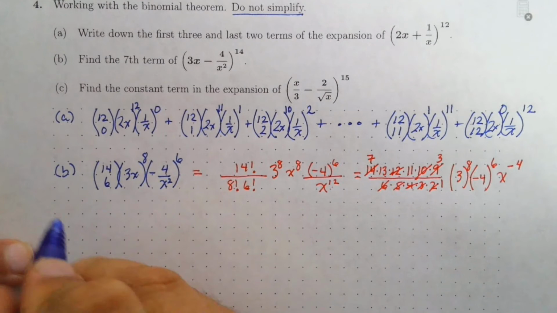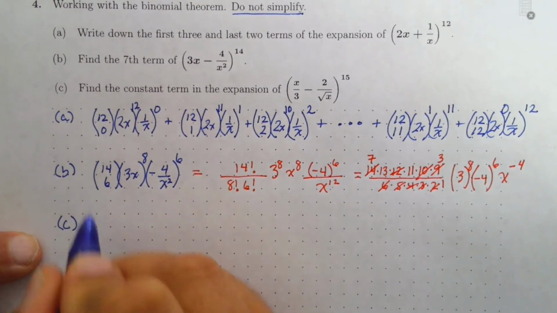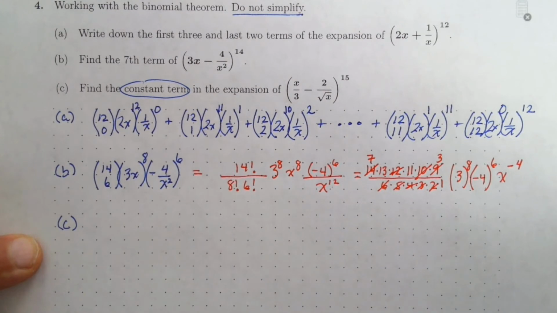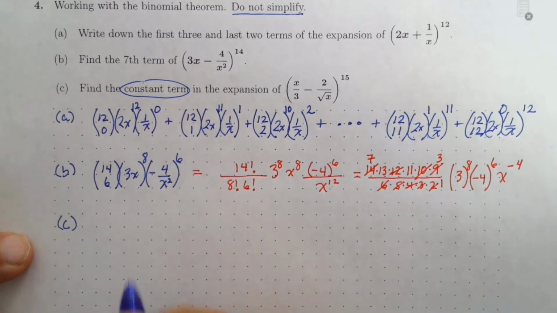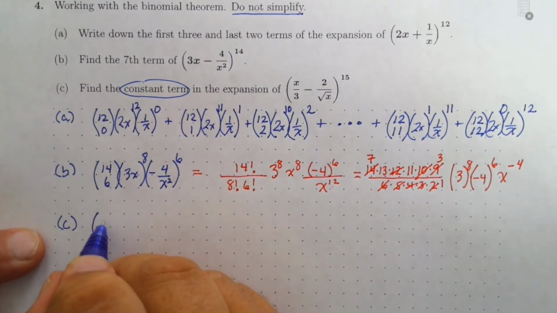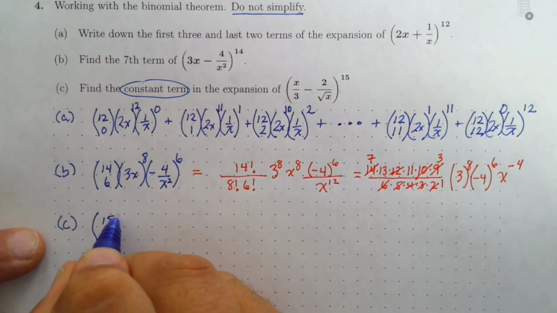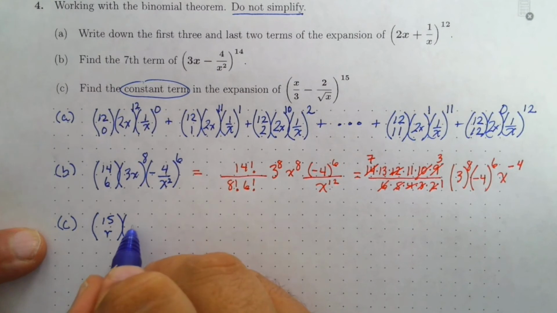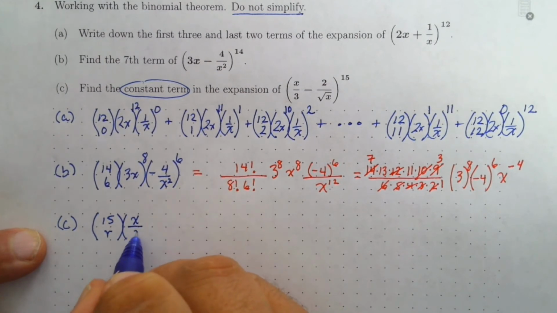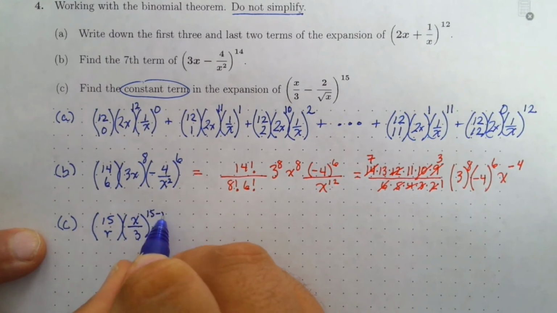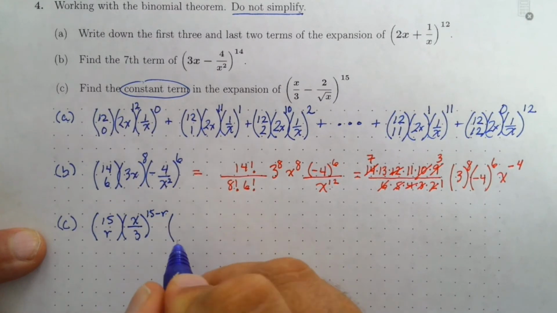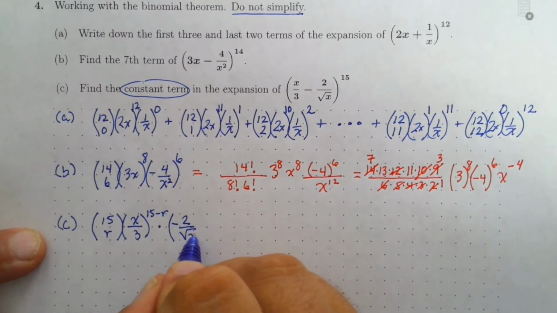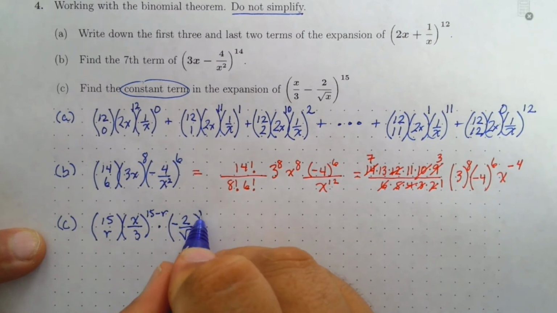And then finally, C, I want the constant term. So this is the term with x to the 0 power. So how can I solve that? I know I have 15, and I'm going to say choose r. I've got to figure out the power I want to use. And then this is going to be x over 3 to the 15 minus r power, and then it's going to be multiplied by negative 2 over the square root of x raised to the r power.